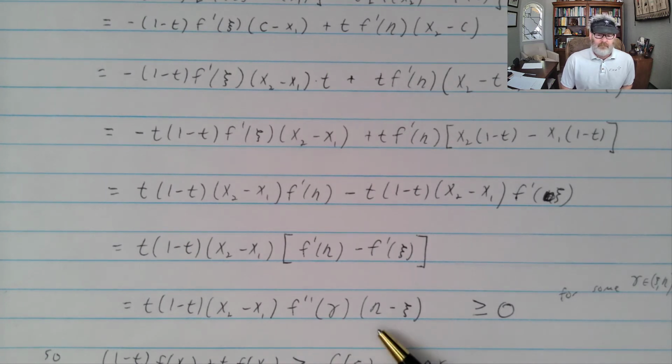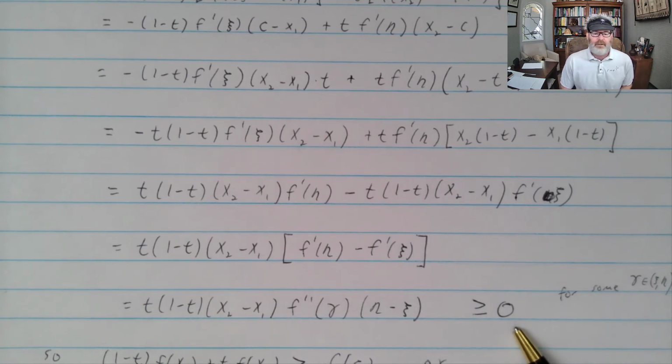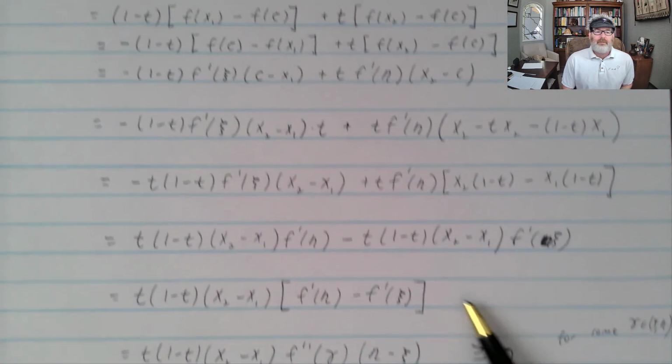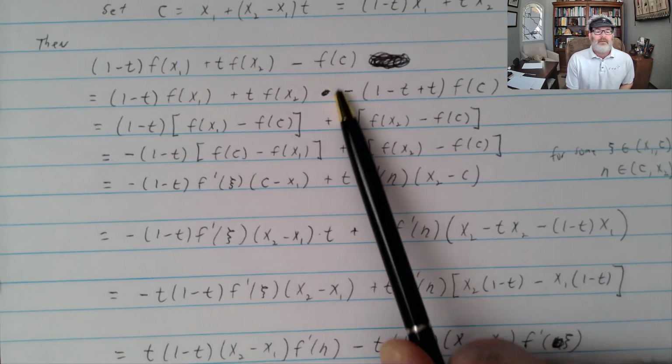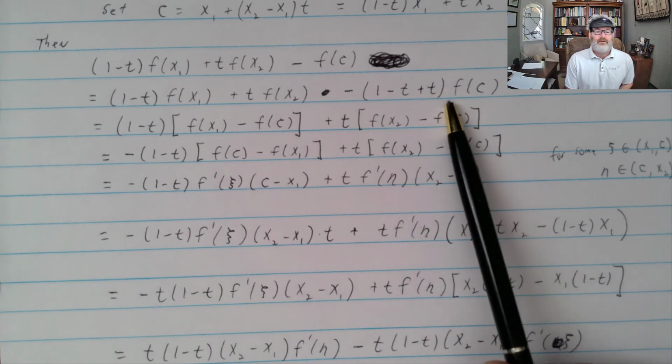And now, because I was assuming x2 is greater than x1, everything here is positive. F double prime we only assumed was greater than or equal to 0. So this is positive, that's greater than or equal to 0, that's positive, that's positive, that's positive. So everything's greater than or equal to 0, so the product's greater than or equal to 0. And that's what I wanted to prove. If you follow this first line, everything was equal to, and then I got greater than or equal to 0.